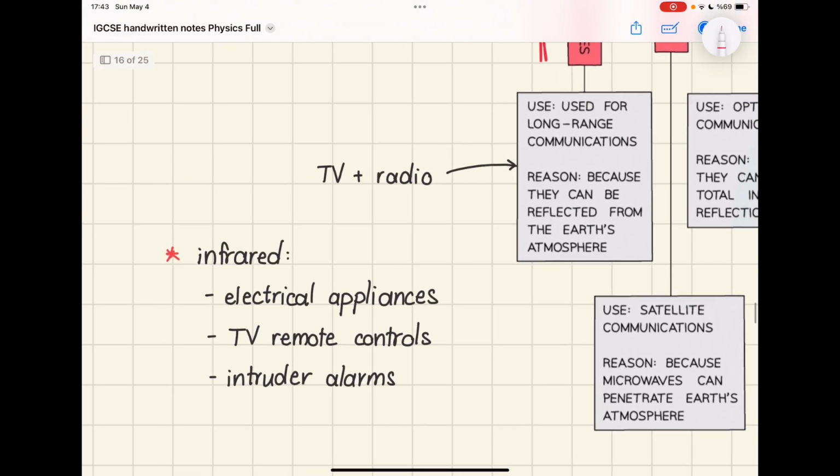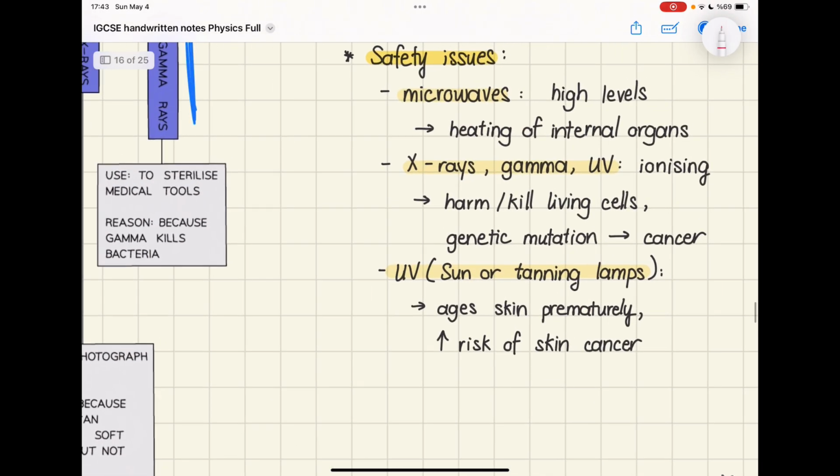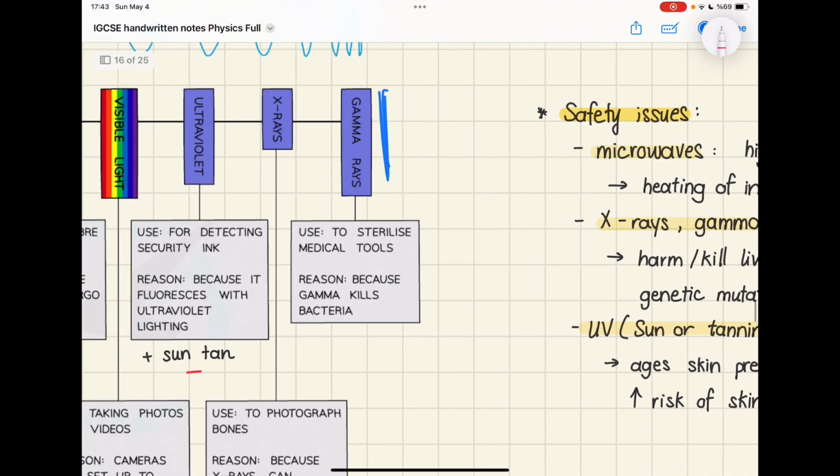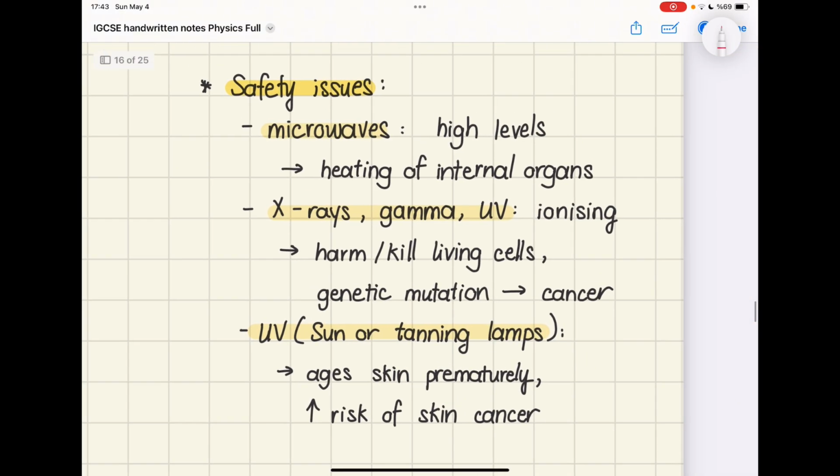Infrared is used in electrical appliances, in TV remote controls, in intruder alarms. We would like to know a few examples. Safety issues. So here, from X-rays and gamma rays, we have ionizing radiation. Not all radiation is ionizing. We must not forget that. For example, what can be some safety issues here?